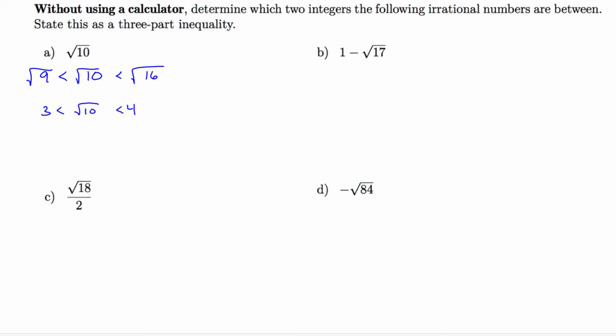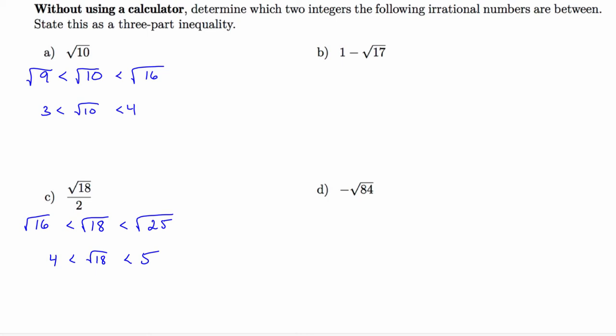In part C, the expression we're working with is root 18 all over 2. To begin this one, we're going to first focus on the 18 and find the two perfect squares that 18 sits between. I know 18 is greater than 16, and 18 is less than 25, 16 and 25 being the closest perfect squares to 18. So because of that, I know that the square root of 18 will fall between the square root of 16 and the square root of 25. Another way to phrase the same statement is that 4 has to be less than the square root of 18, and the square root of 18 has to be less than 5. So root 18 fits between 4 and 5.